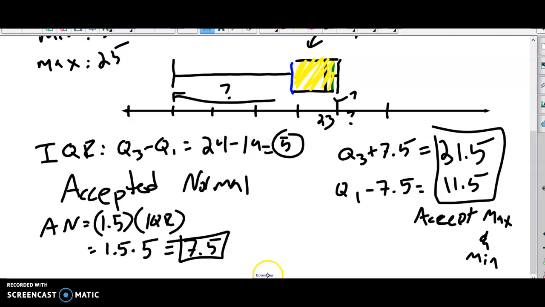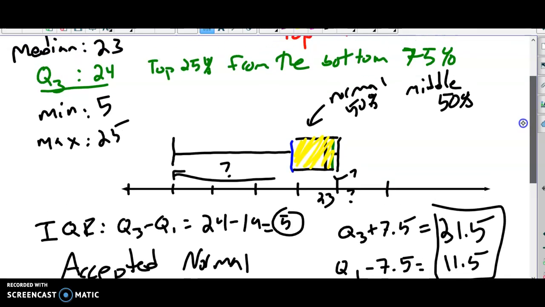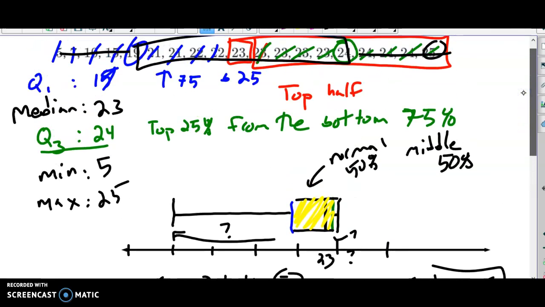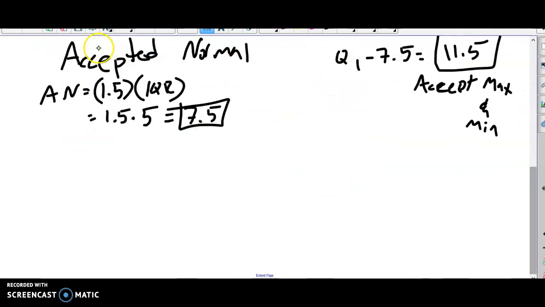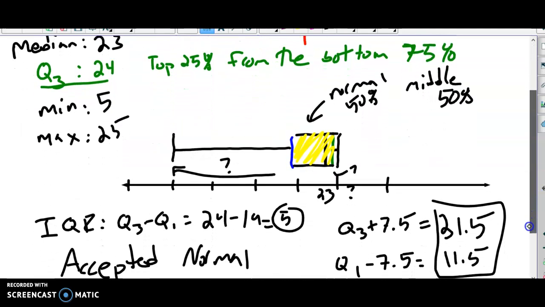Now, when I build my box plot, I'm going to keep that in mind. I only want to go down to 11.5. So when I come up here and see all of these values, sure, I can have this guy, the 15, he's within that range, but these three are not. Look at these three. They're all below that 11.5. So my box plot has to change.